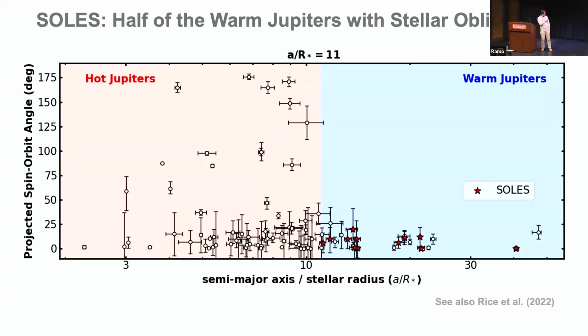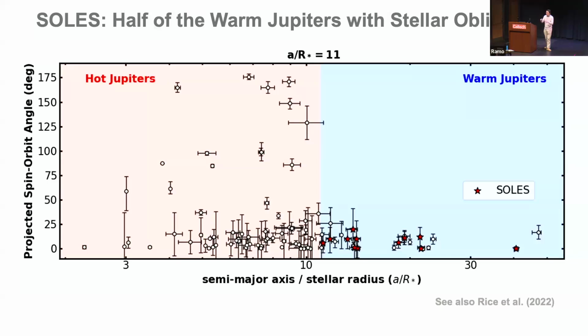The y-axis is the projected spin-orbit angle. The x-axis is the normalized semi-major axis. The left part is hot Jupiters, the right part is warm Jupiters. So it is very obvious, right? Some hot Jupiters can have high obliquity, but all single-star warm Jupiters are aligned.